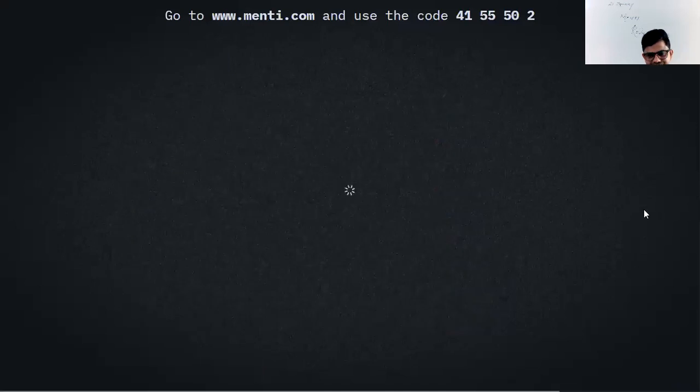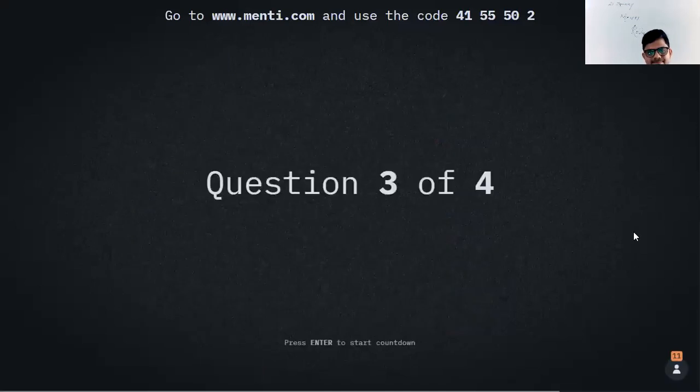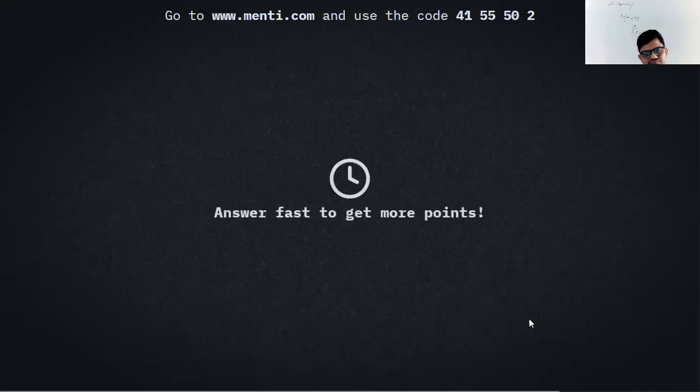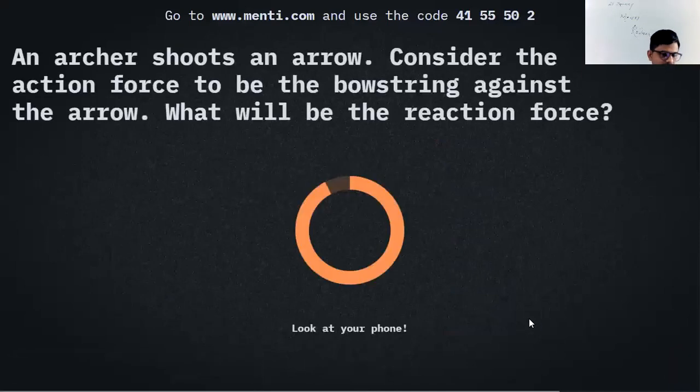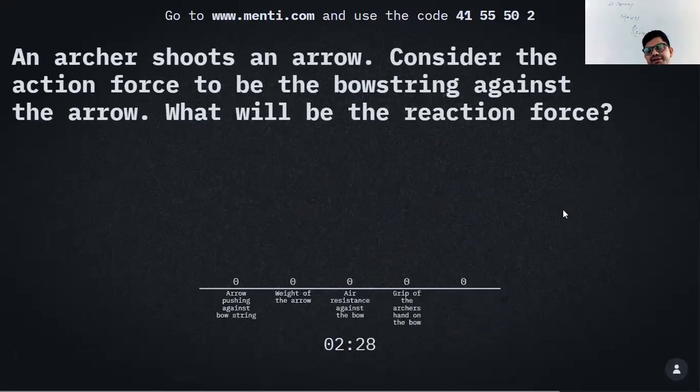Moving to next. Question number 3. An archer shoots an arrow. Consider the action force to be the bowstring against the arrow. What will be the reaction force? Four options you are having here. Total time 2 minutes.